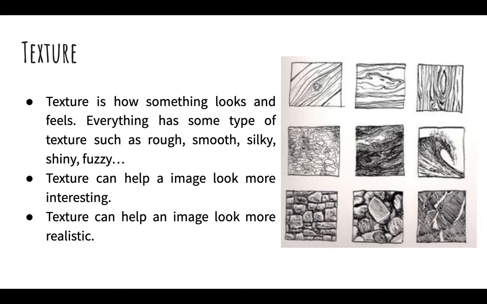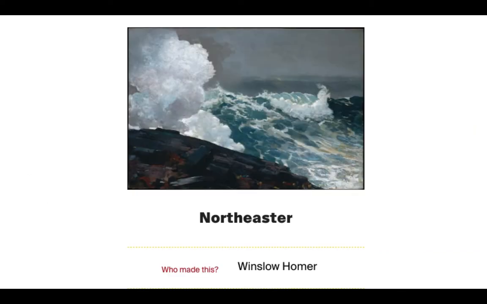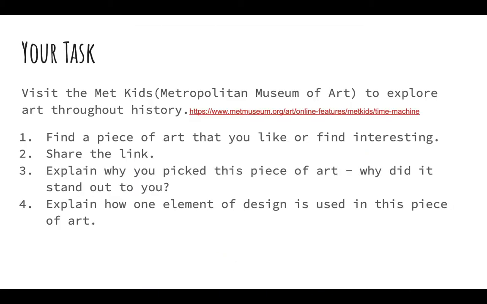Texture can help a painting or an image look more interesting, and it can also help to make it look more realistic. So the picture that I chose to show this is The Northeaster by Winslow Homer. And I just think that the texture that this artist captured on the water makes it look so realistic, as if that water is actually moving like waves, like real waves in the ocean.